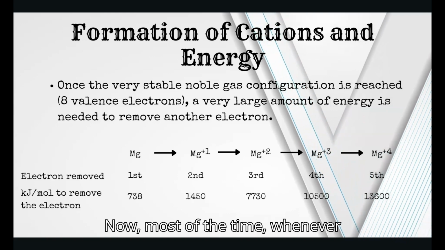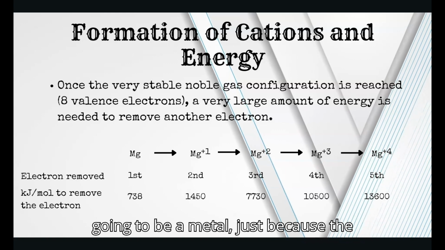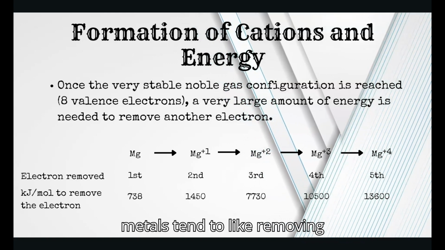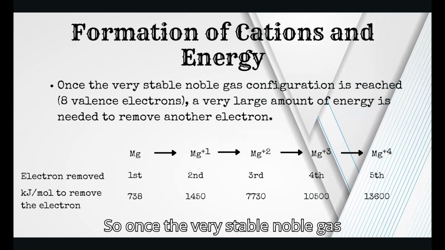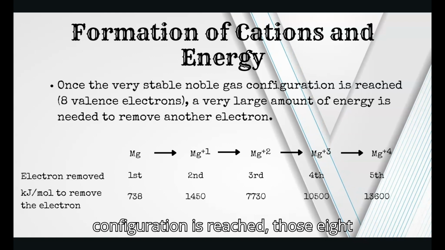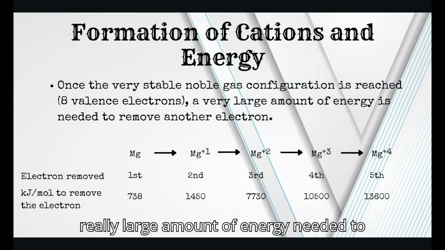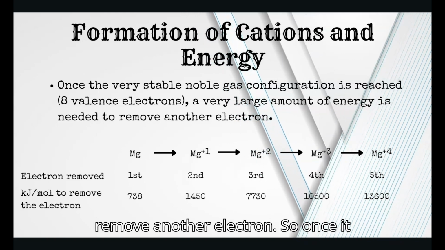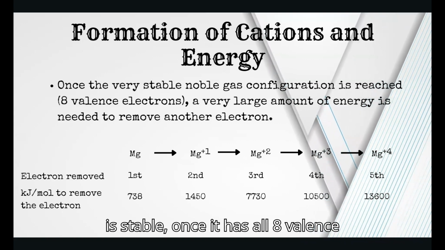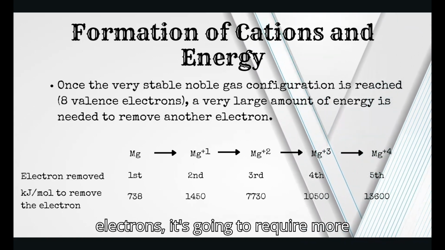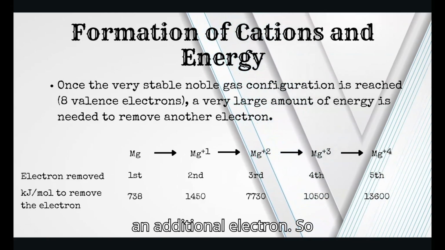Now, most of the time, whenever we remove an electron from an atom, it is going to be a metal, just because metals tend to like removing electrons in order to become stable. Once the very stable noble gas configuration is reached, those 8 valence electrons, it's going to require a really large amount of energy to remove another electron. So once it is stable, it's going to require more and more energy to remove an additional electron.